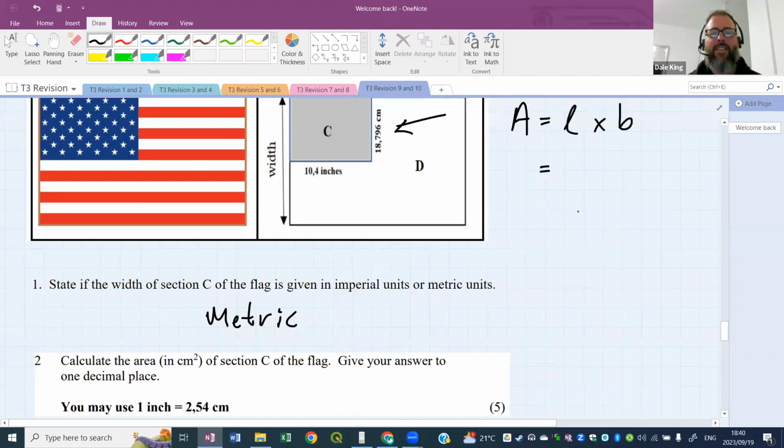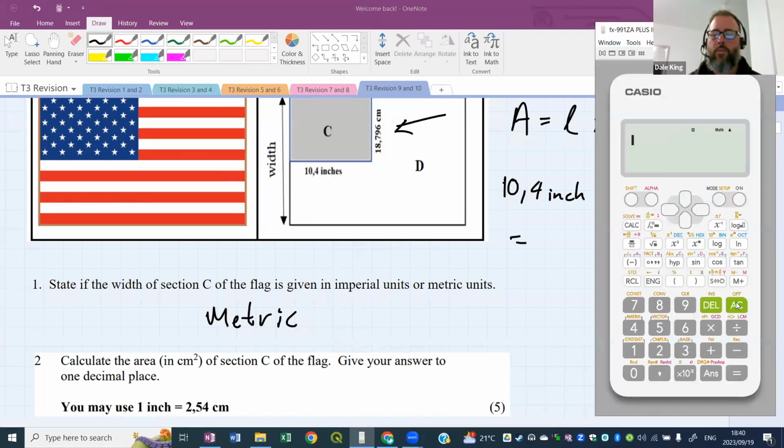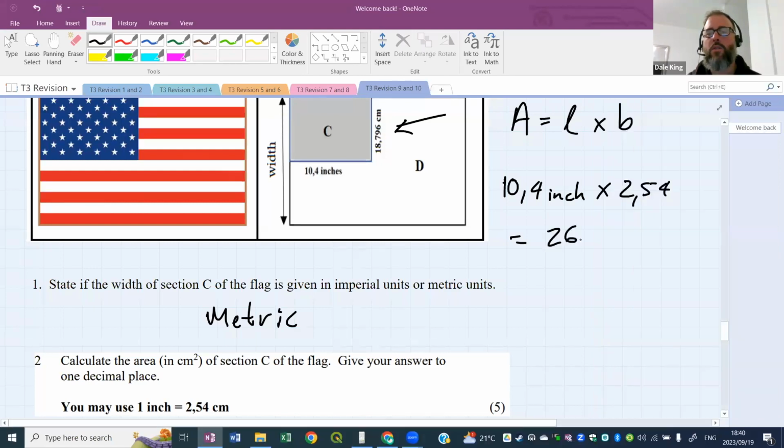You need to first convert it into centimeters. Good. Let's convert straight away. So this 10,4. What do I do with that? You times it by 2.54. 10.4 times 2.54 gives us 26.416 centimeters. Should I round this off? Not yet. Very good.